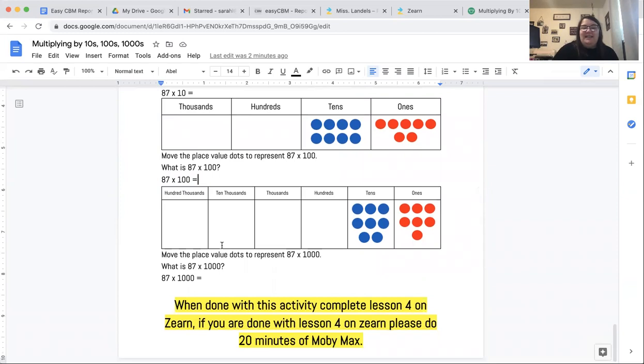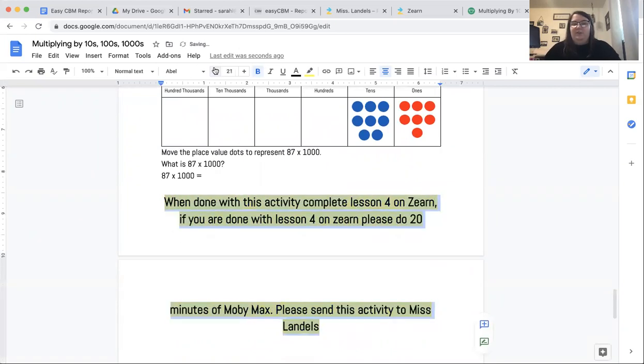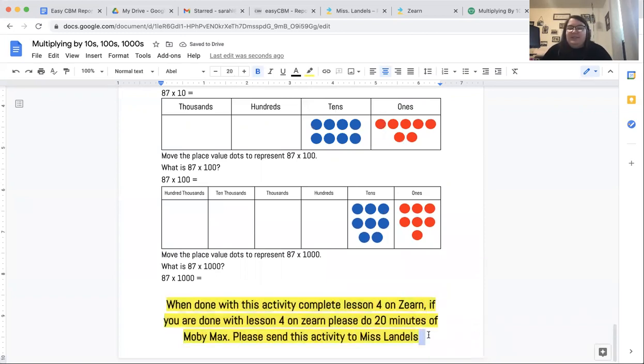At the bottom, it says, when done with this activity, complete lesson 4 on Zearn. If you are done with lesson 4 on Zearn, please do 20 minutes of MobyMax. And I'm going to add in here, please send this activity to Miss Landells. I'll make it a little bit smaller for you so it all fits on one page. There we go. So make sure you send me this activity when you are done with it. And then you move on to Zearn or onto MobyMax. Okay, so those are your 2 activities for today, Zearn or MobyMax.